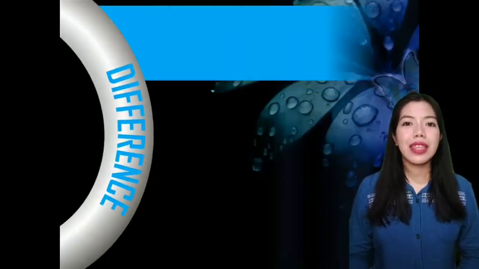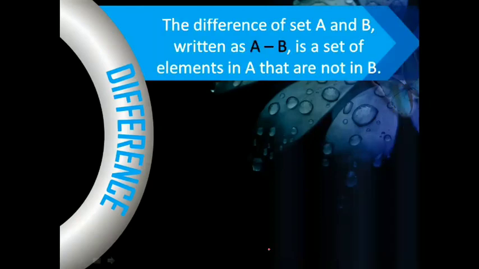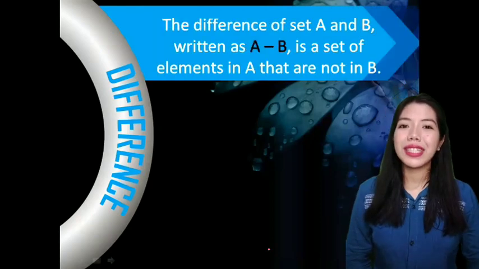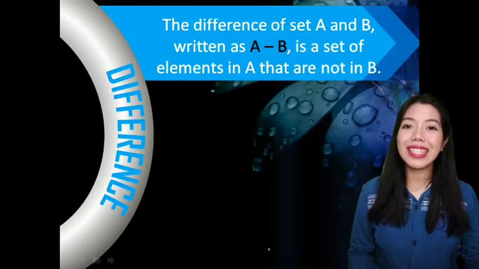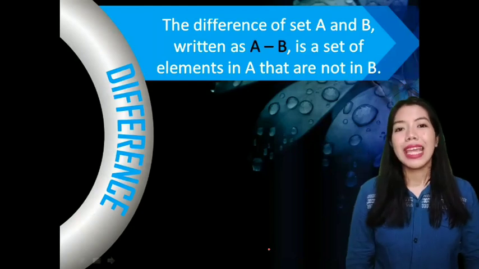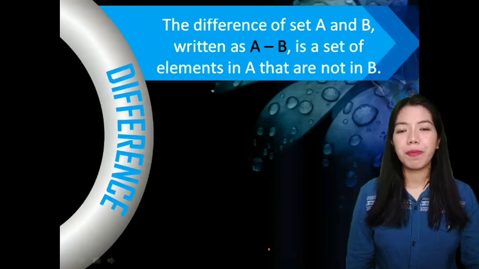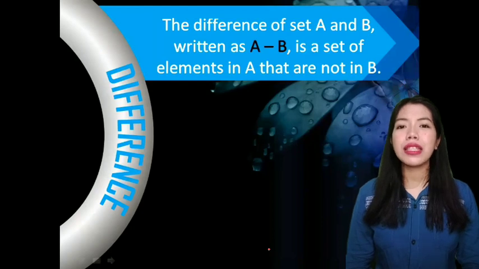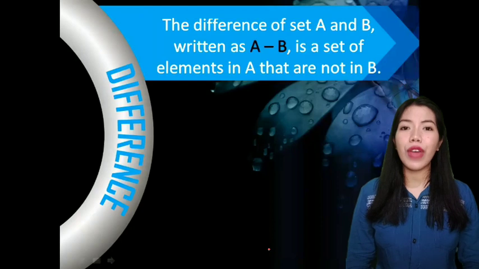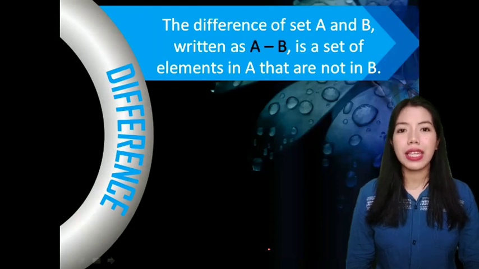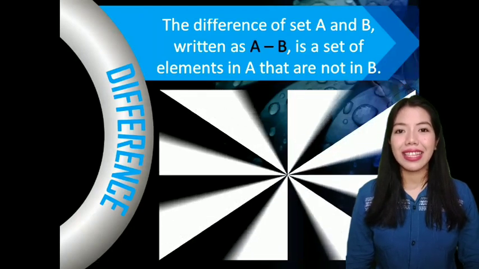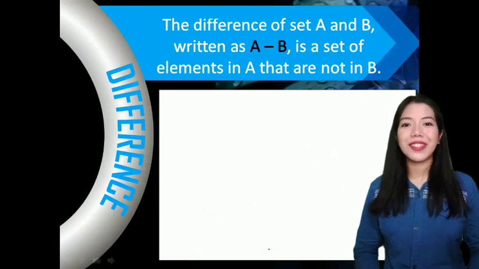Finally, we have the difference of two sets. The difference of set A and B is the set of elements in A that are not in B. If we say the difference of set B and A, it will be the set of elements that are in B and are not in A. Let's take a look at some examples.